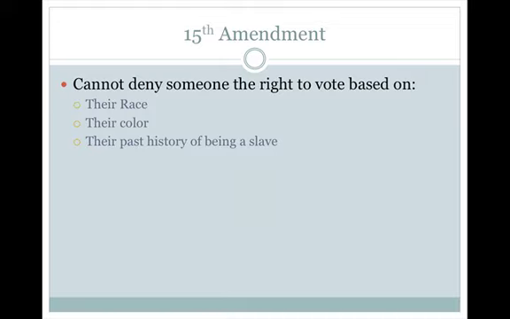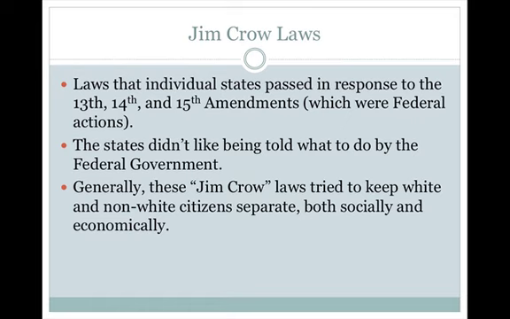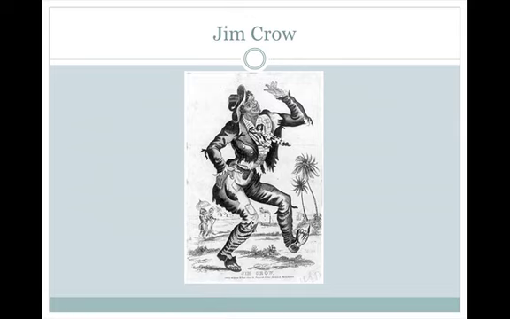The 15th Amendment was very straightforward. The idea behind it was that you could not deny somebody the right to vote based on their race, their color, or their past history of being a slave. Now, it's the 15th Amendment that really is attacked later on. States try to find ways, and effectively they do find ways, to get around the 15th Amendment. These were laws that came to be known as Jim Crow laws. The states essentially didn't like being told what to do.